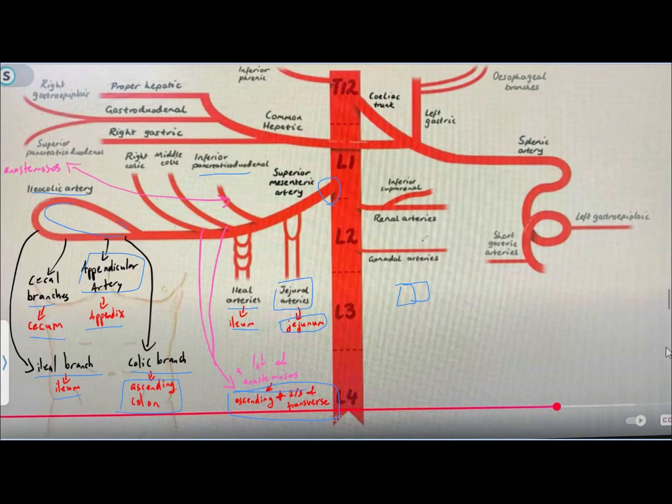Okay? Again, I'm going over this really quick because it's in your anatomy lecture. There's a whole lecture about the GI blood supply.